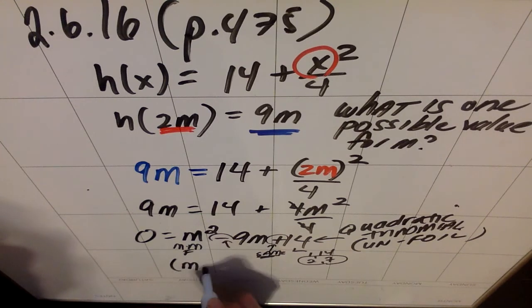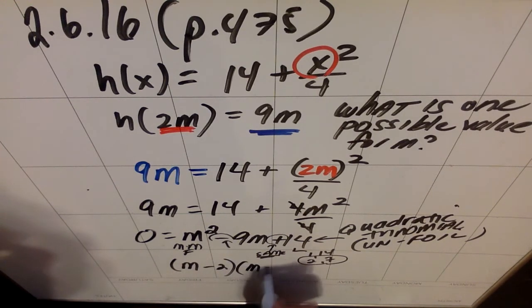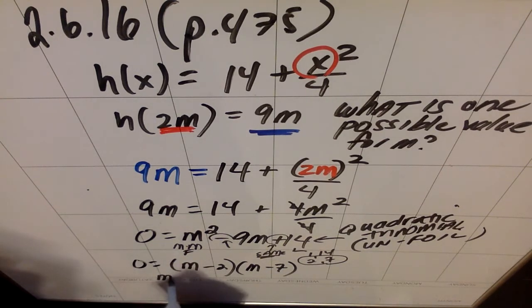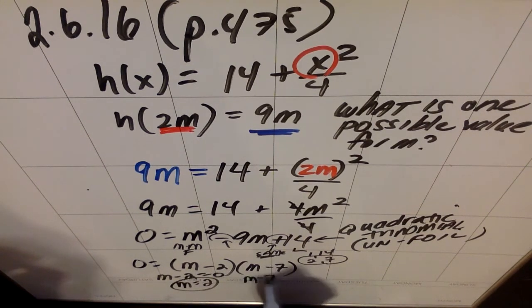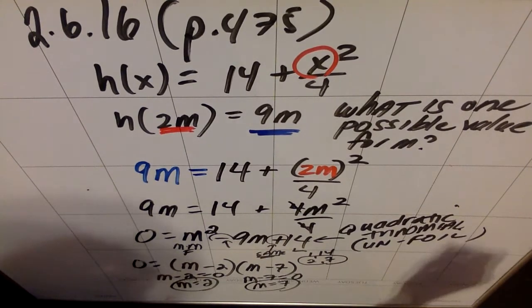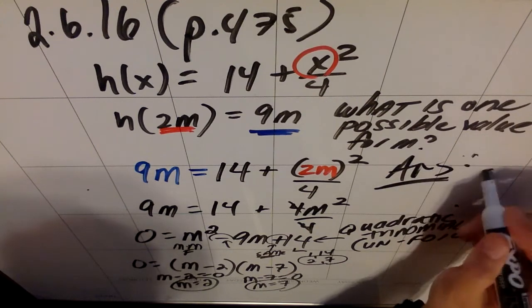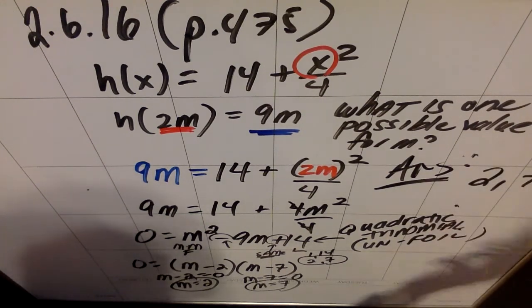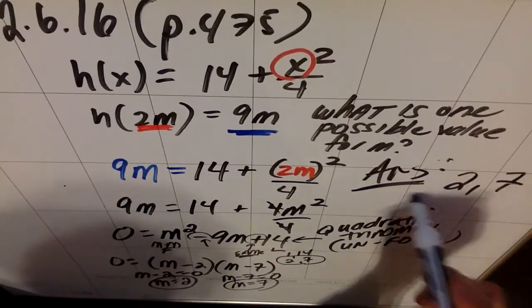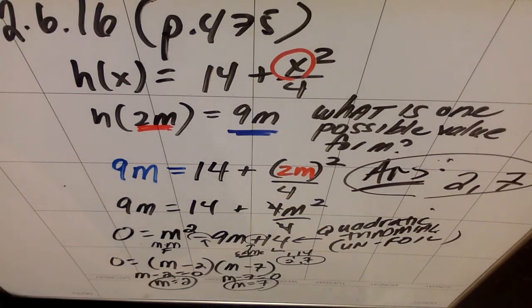So I get that this should be an m minus 2 and an m minus 7. Since the whole thing is equal to 0, either m minus 2 is 0, right, which gives me an m value of 2, or m minus 7 is 0, which gives me an m value of 7. And those are the two acceptable answers that you could give. So when you're asked to give your answers to this, your answer would either be a 2 or a 7. It doesn't matter which one you pick, right? So your answer is either a 2 or a 7. You could pick either.